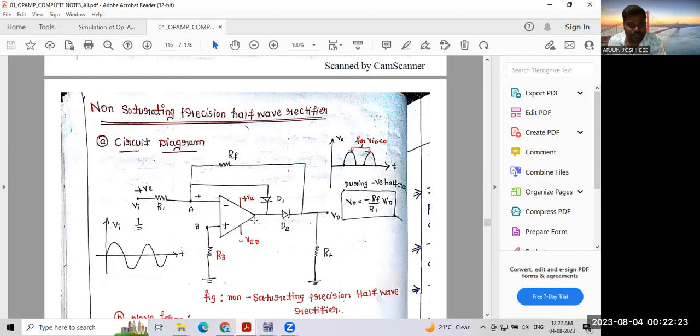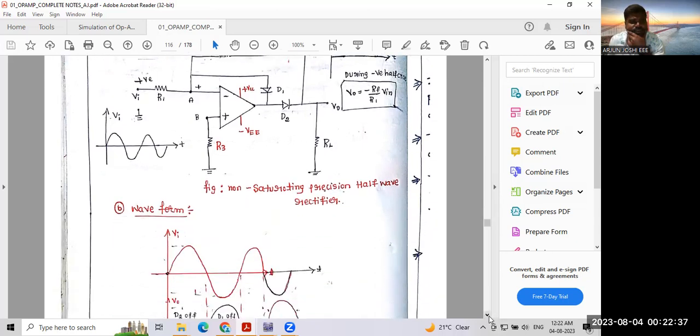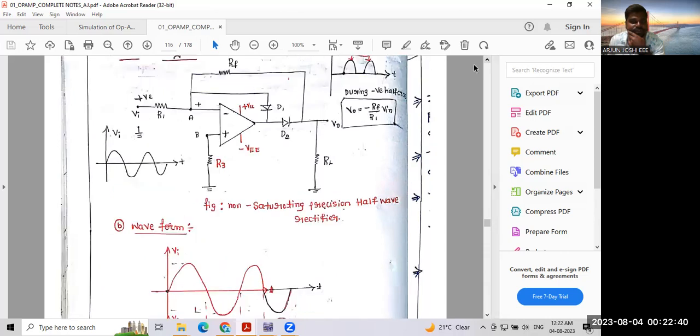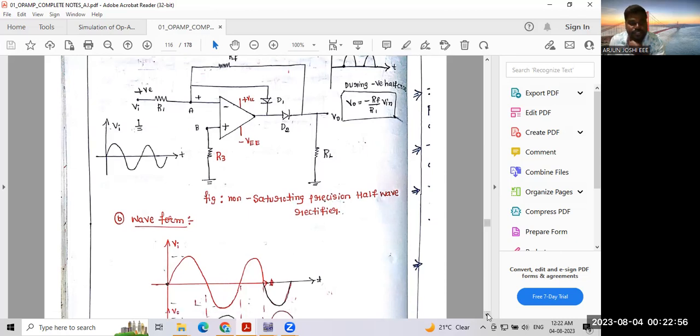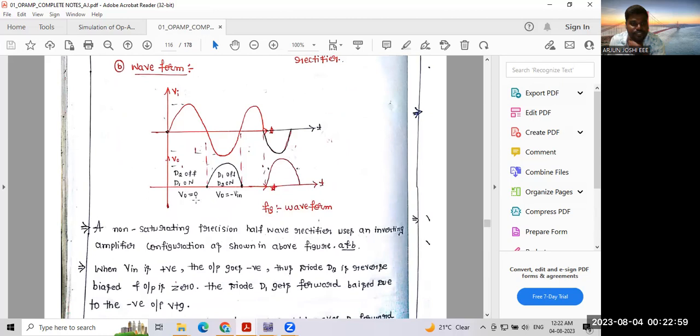During the positive half cycle, what is going to happen? This equation is nothing but the inverting amplifier equation, minus RF divided by R1 Vin. Okay, we know the inverting amplifier equation. During the positive half cycle, the inverting terminal gets a positive supply, so it will generate negative. D2 will act as an open switch, and D1 will act as a closed switch. With the open switch, V0 is equal to 0. Here observe, V0 is equal to 0 during the positive half cycle. Why? Because D2 is off.